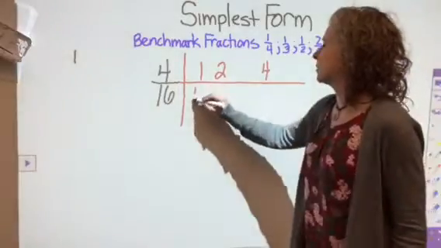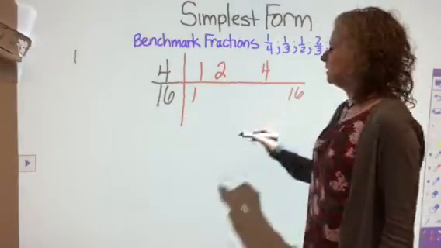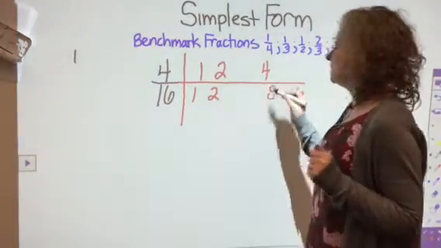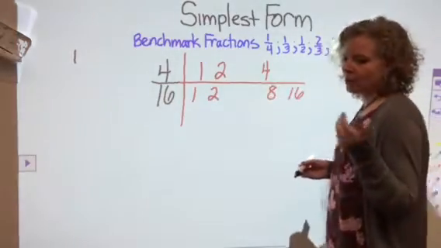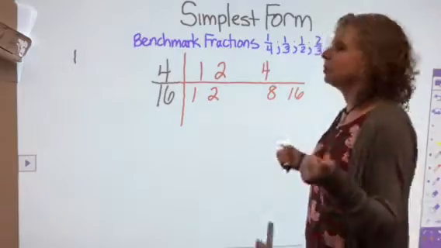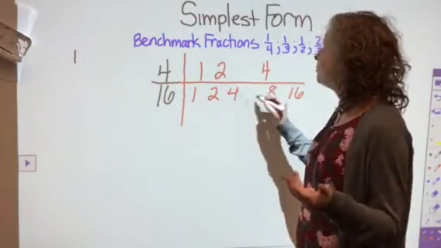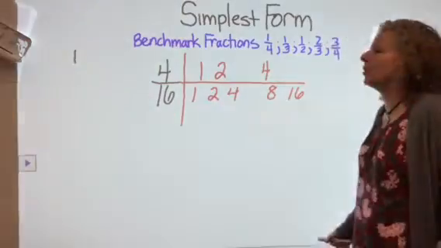Let's go with 16. We're going to start with 1 and 16, and 2 and 8, 3. 3, 6, 9, 12, 15, 18. No. 4. 4, 8, 12, 16. Oh, 4 and 4. So once my factor repeats, I know I've got them all.